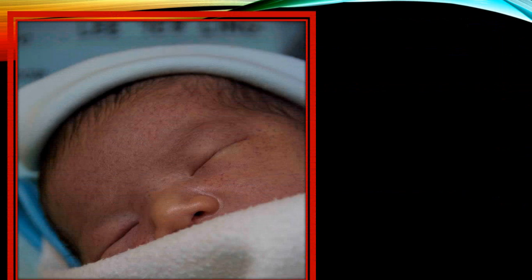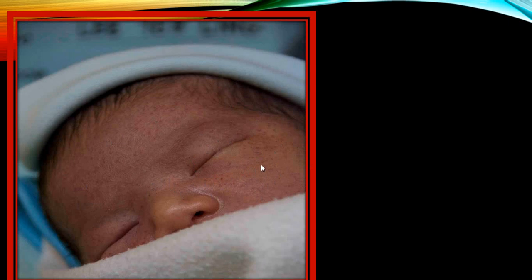Going to the next slide. What we can see here, this is again a newborn, so something related to newborn. What's the abnormality? If you notice here, these spot-like red dots on the forehead, on the base of the nose, and around the eyes, both upper and lower lids.